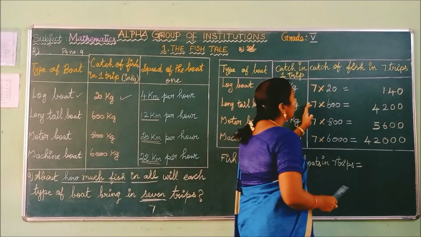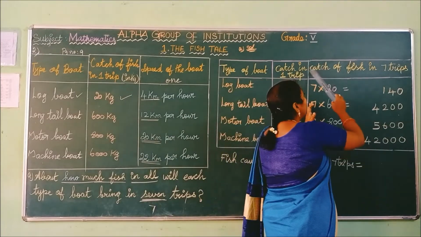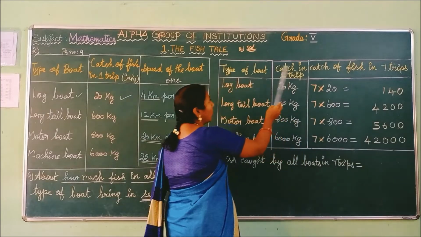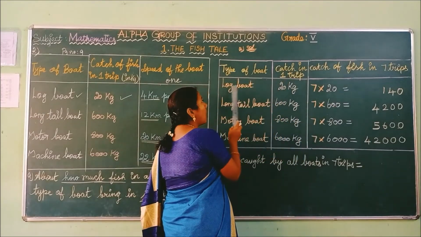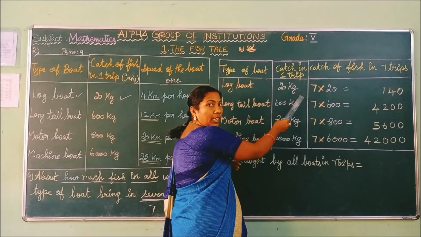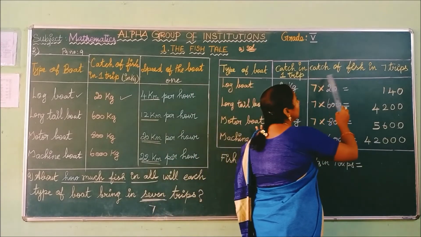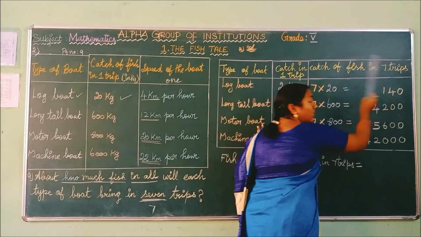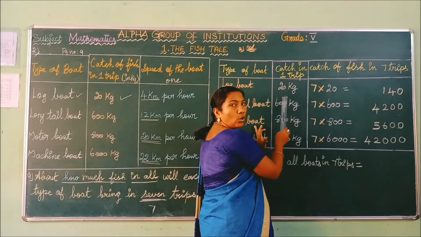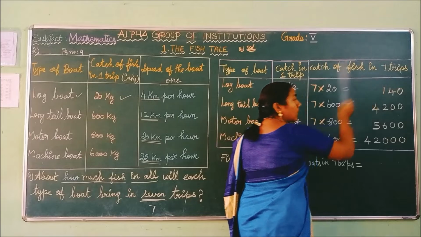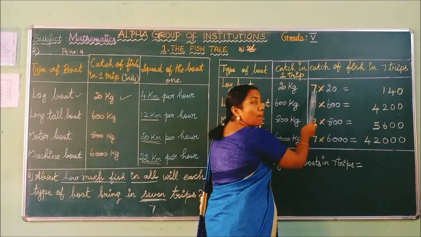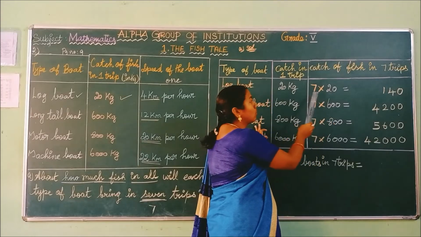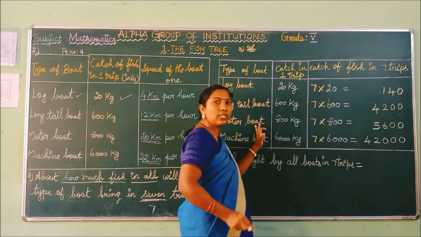Here we are going to calculate the catch of fish in 7 trips. For a single trip, this log boat can catch 20 kg. So how much fish can this log boat catch in 7 trips? One trip 20 kg. For 7 trips, how do you calculate? You have to multiply. So you have to multiply 20 kg by 7. So 7 into 20. Do we understand, children?